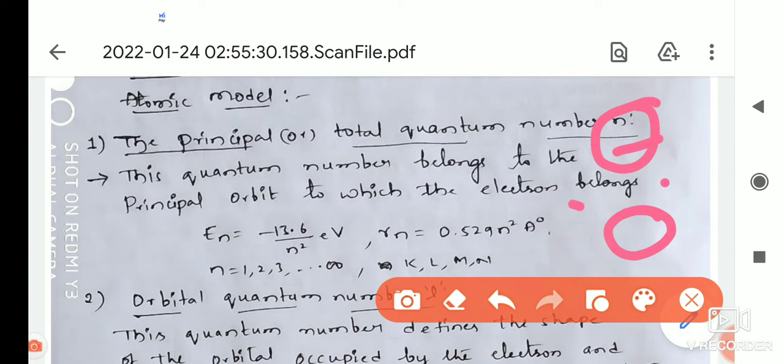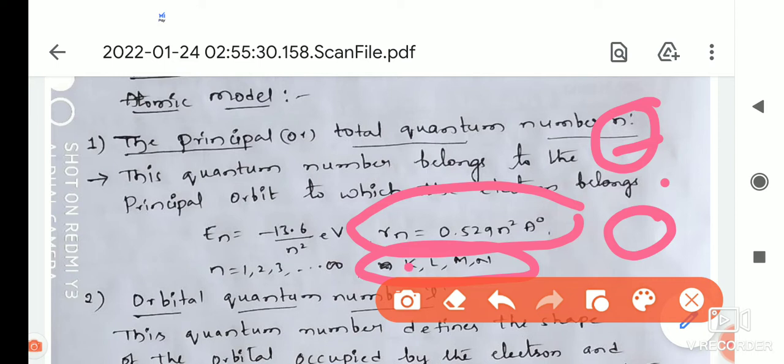If you observe, the radius of the atom is represented by Rn is equal to 0.529 n square angstroms. Here n is our quantum number, and n is equal to 1, 2, 3 and so on, they are integer numbers. This can be represented by K, L, M, N shells. These are the orbit numbers: first orbit, second orbit, third orbit, like that. Each orbit is represented by some letters called K, L, M, N. So the principal quantum number is mainly used to represent the size, here the radius of the orbit.